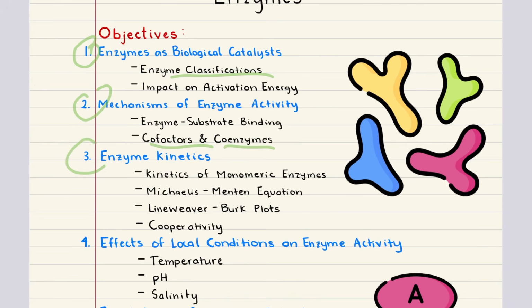Third, we're going to dive into enzyme kinetics. So this section will focus on how enzyme activity changes as you vary the substrate concentration. We're going to go through the Michaelis-Menten equation, Lineweaver-Burk plots, and the concept of cooperativity, which explains how some enzymes behave differently when more than one substrate is involved.